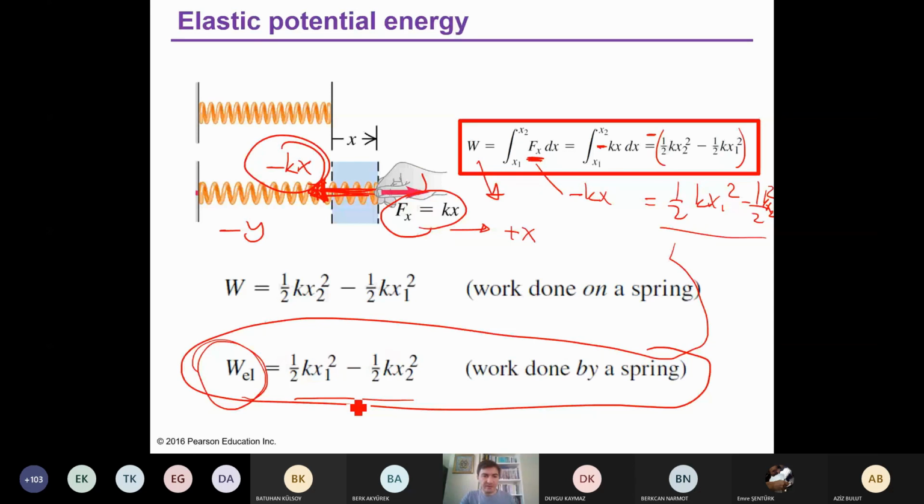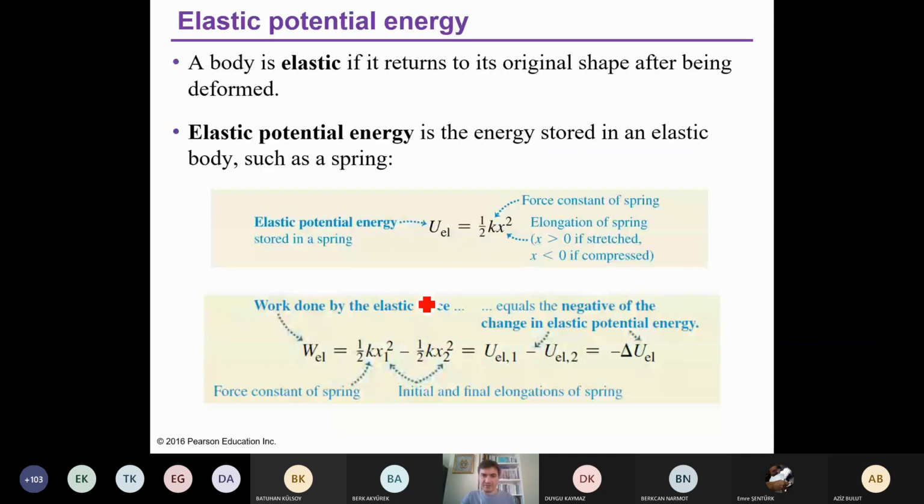So here you see 1/2 kx1 square and 1/2 kx2 square. So what is this one? This is the potential energy, elastic potential energy. This is the elastic potential energy when the position is x2 and when the position is x1. So elastic potential energy stored in a spring is given with this expression. Let's consider this one.